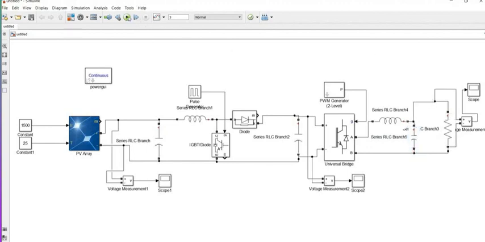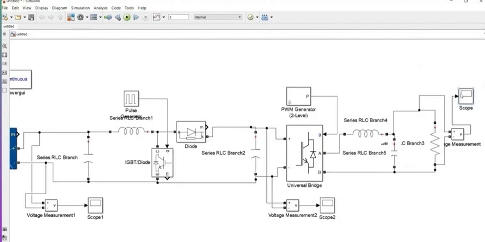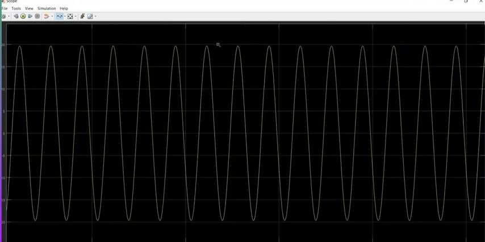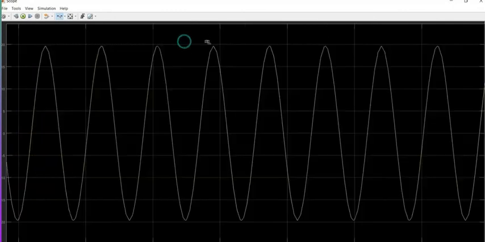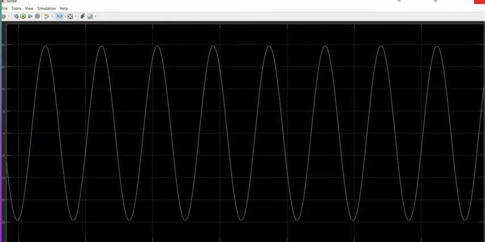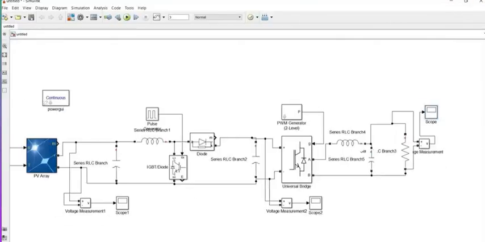Now run your circuit. So after running, click on this scope. So here you're getting the pure AC. That's the use of passive filter. Okay. Without connecting this filter, we are not getting the pure AC. But after connecting the filter, you can get the pure AC. So this AC we require for our home. That's it. This is the design of solar powered home.